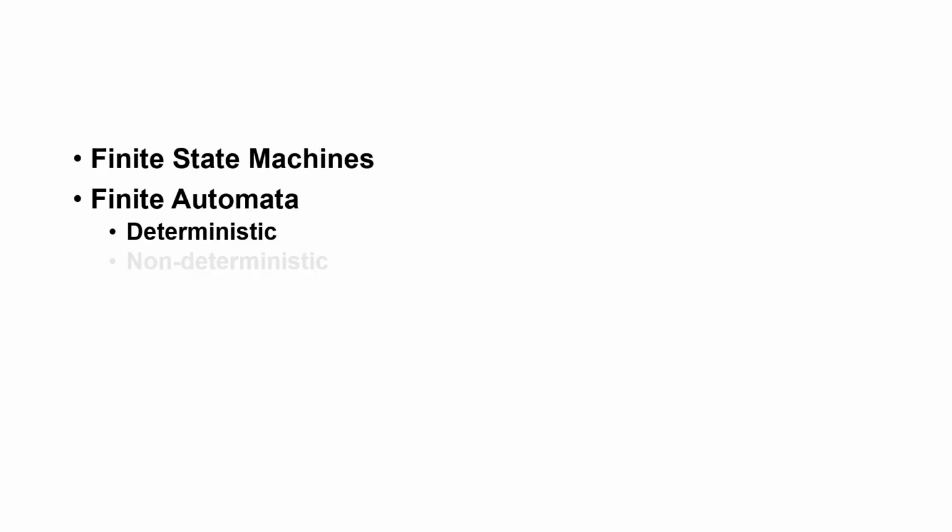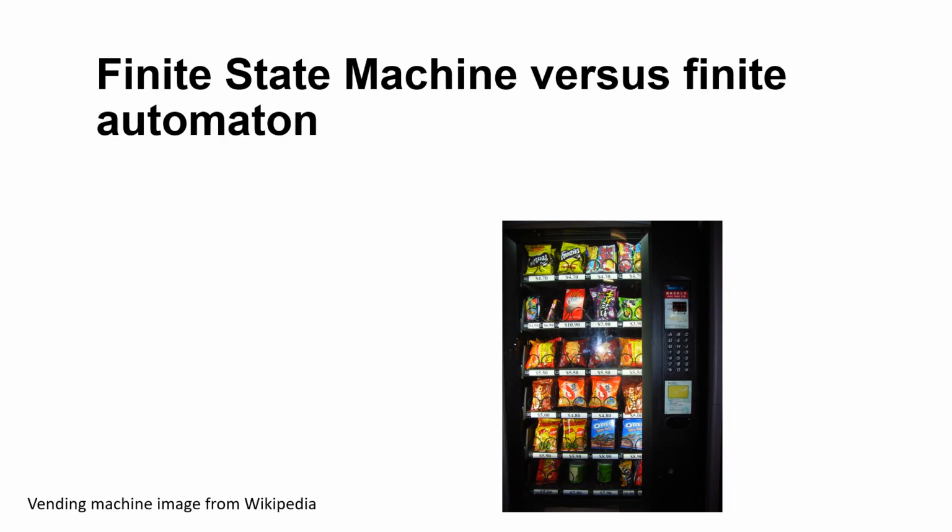Now, to talk about finite automata, which today we'll talk about deterministic, but there's also non-deterministic, we'll have to talk about finite state machines. So, what's the difference between a finite state machine and a finite automaton? I'll use an example of a vending machine.